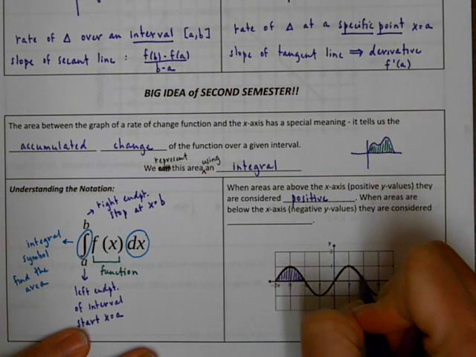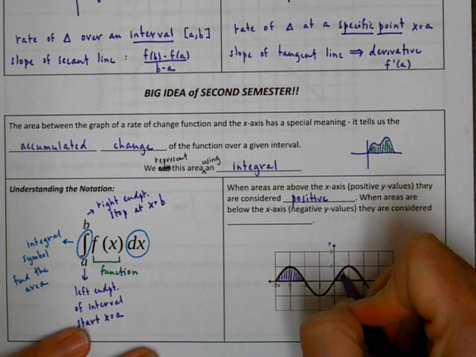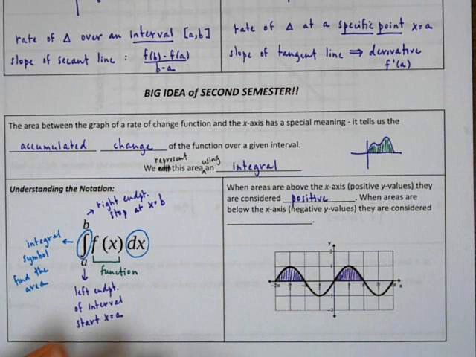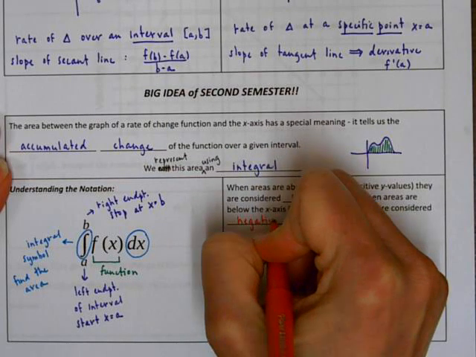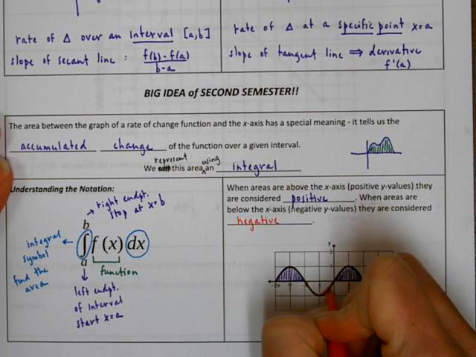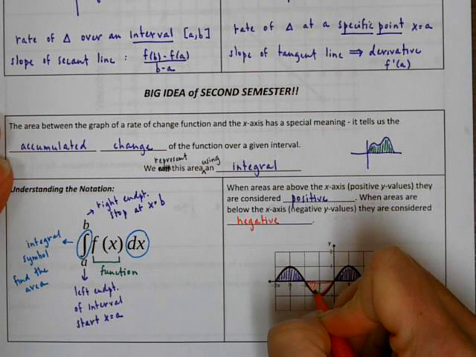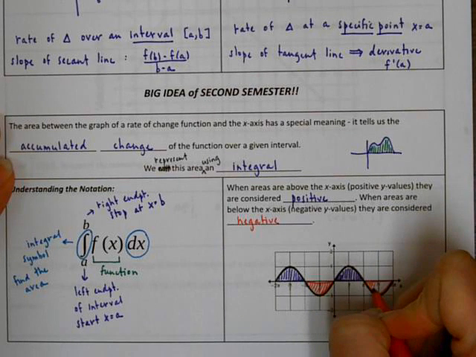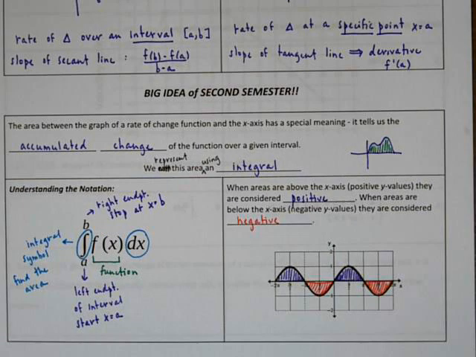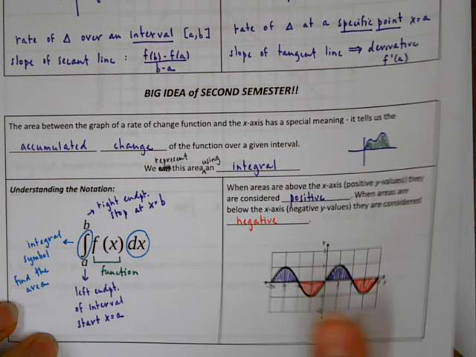Just like here, we have that area being trapped is above the x-axis, so that's a positive. When areas are below the x-axis, they're considered negative. So now this area here, trapped between this curve and the x-axis, that would be considered negative, as would this right here. Alright, so we're going to use this basic information, what we know about integrals so far, to actually calculate some areas. So go ahead and flip.